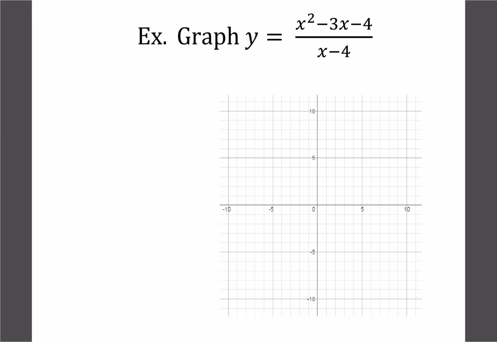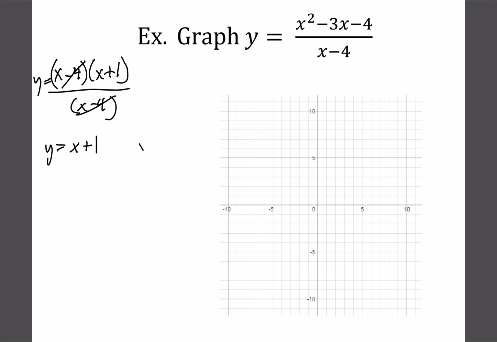So let's try another one. And this is probably the hardest type of question you'd get, where you're going to have to do some factoring first. So if we actually factor the top, the factors would be minus 4 and plus 1. So once we factor that, we can see the x minus 4's would cancel. So our equation ends up being y equals x plus 1, but remember x can't equal 4.